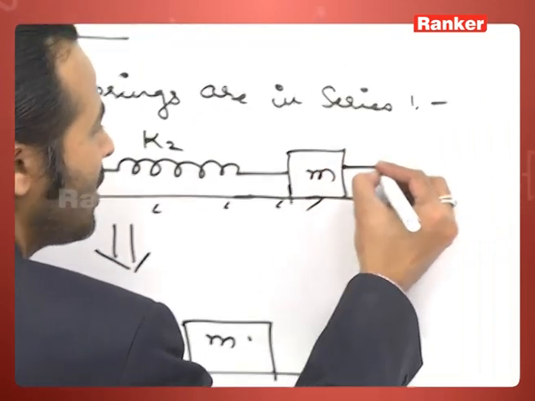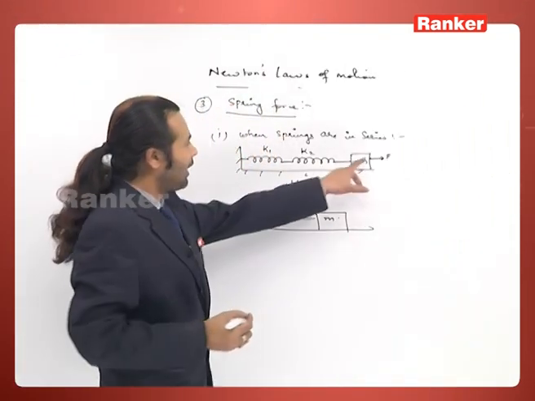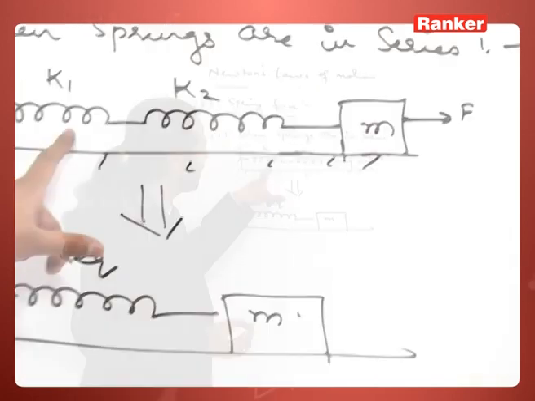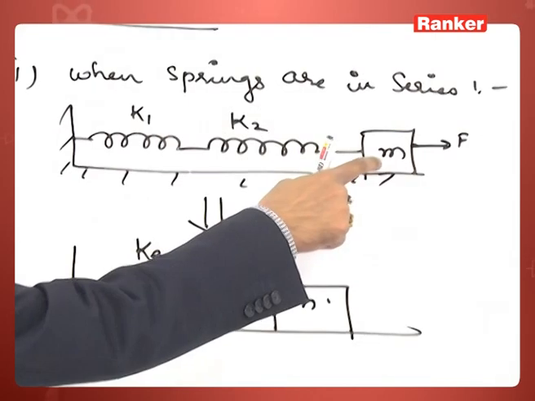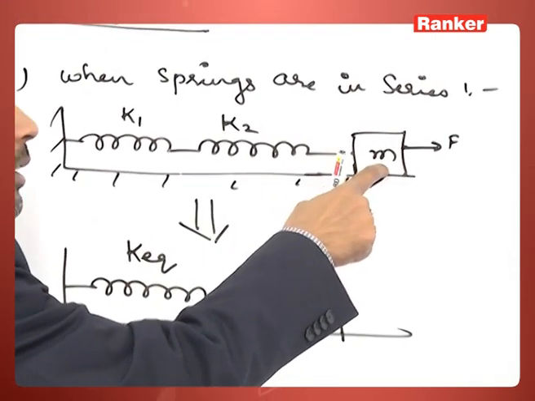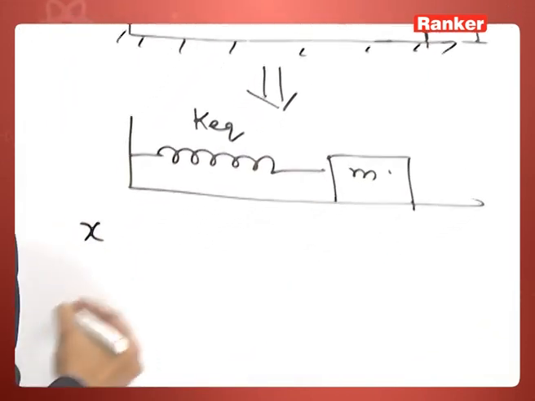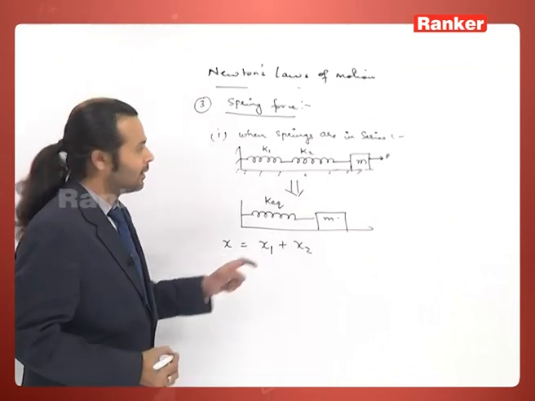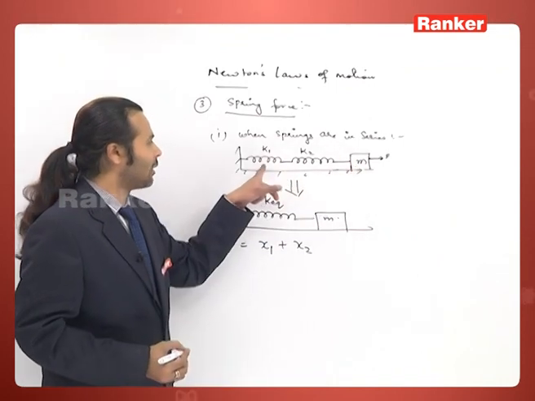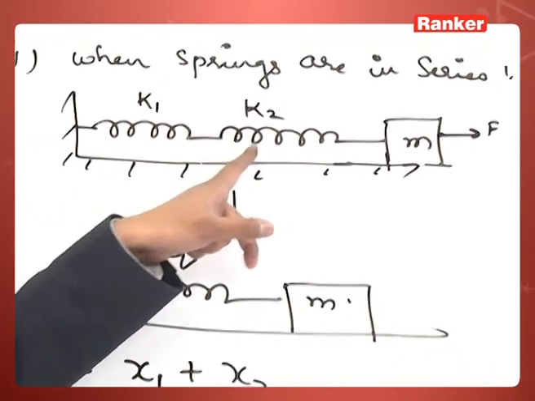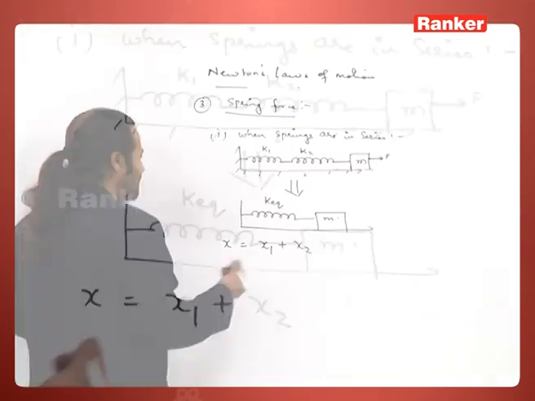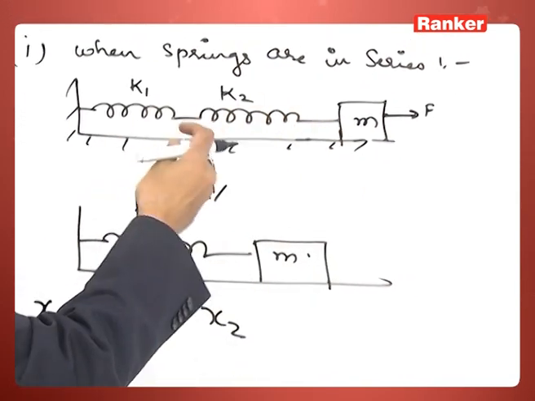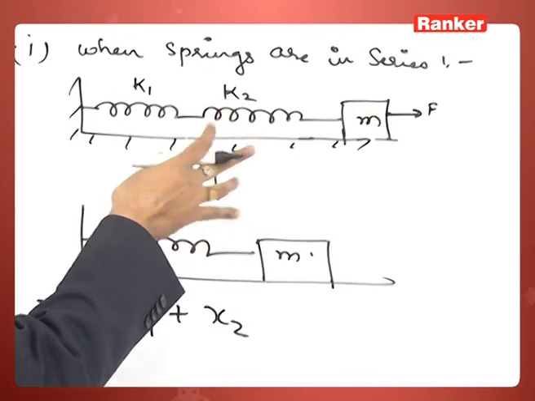So I am applying a force F. Now when I am applying a force F, the same force is being applied on this spring, the same force is being applied on this spring. The total extension, or the total displacement of this block x, will be equal to x1 plus x2. The net displacement of the block will be the summation of displacement of spring 1 plus displacement of spring 2. And I am making this block move very slowly, so the acceleration of the block has to be 0.